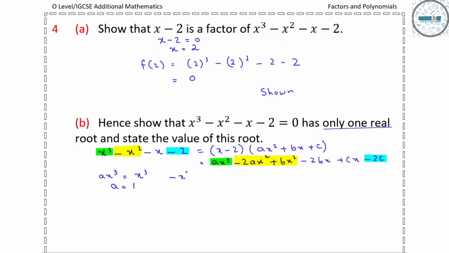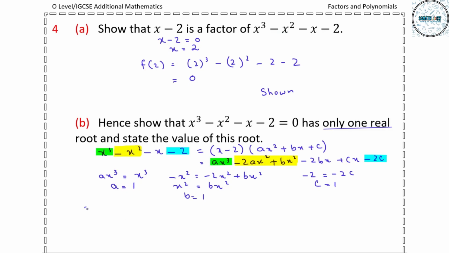Minus x squared is equal to minus 2x squared plus bx squared. x squared is equal to bx squared, so b is equal to 1. And minus 2 is equal to minus 2c, so c is equal to 1.